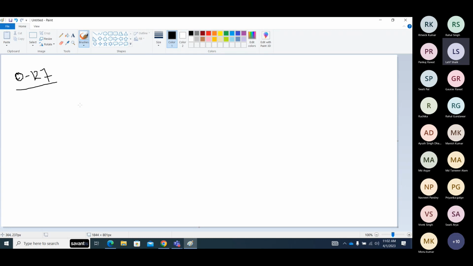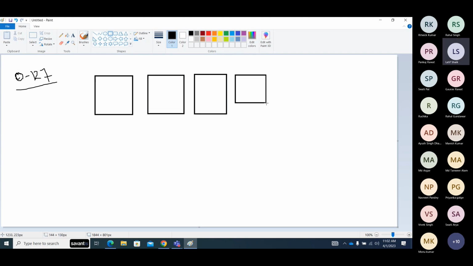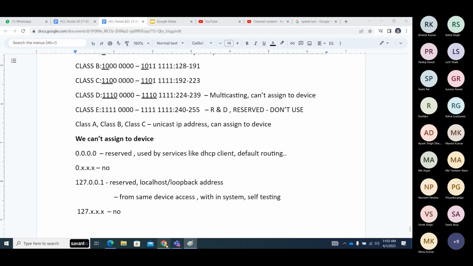And what is this localhost or loopback address, guys? Every device has a local address for itself, whether there is connectivity or not, DHCP or no DHCP. Every PC has its own local IP address, called the localhost address, 127.0.0.1. This is also called the loopback address. What is meant by loopback? It is for self-testing purposes.